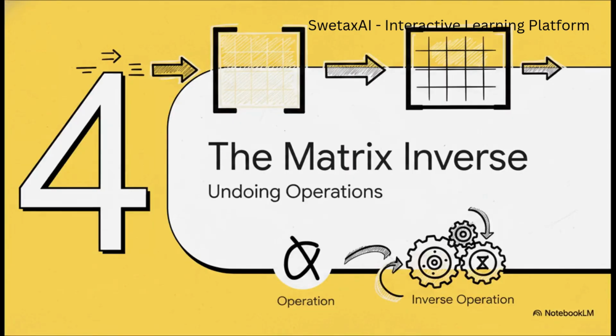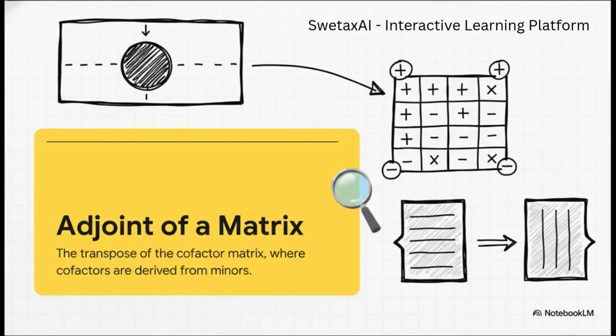Moving on to section 4, the matrix inverse. It's time to talk about undoing operations. To truly master matrices, we have to learn the absolutely crucial skill of undoing operations. To find an inverse, we first need to calculate the adjoint of a matrix.